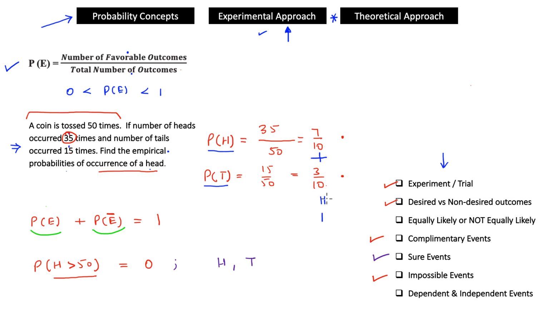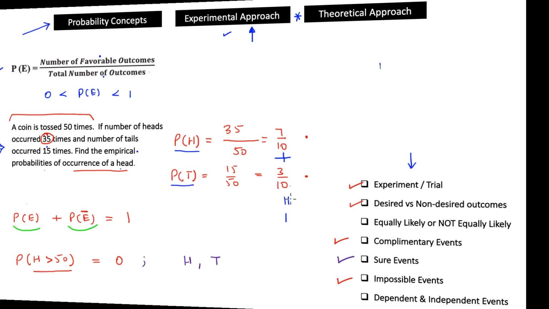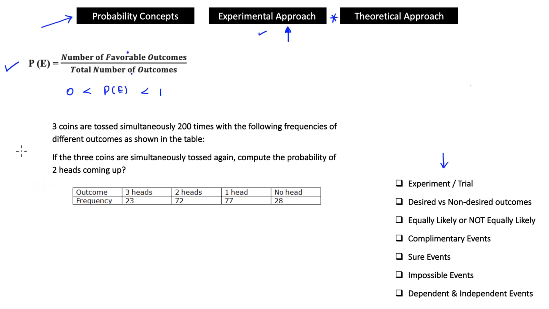So with reference to that, let's take a look at one more example to understand some of these terms a little better, okay? Our next task is this one, in which 3 coins are tossed simultaneously 200 times with the following frequencies of different outcomes as shown in the table. So the outcomes are 3 heads or 2 heads or 1 head or no head, and these are the respective frequencies. Let's answer some of the questions.